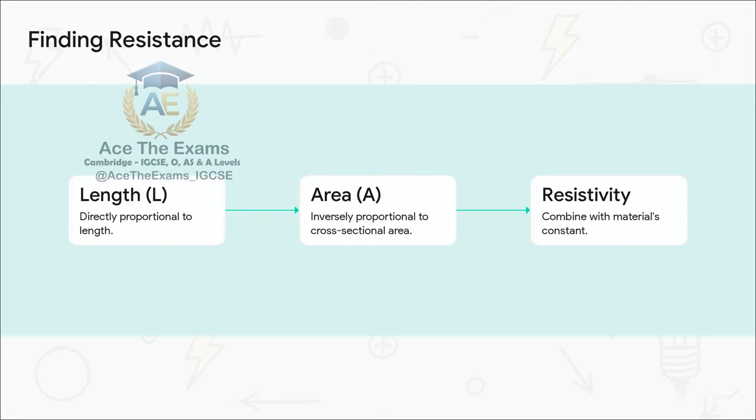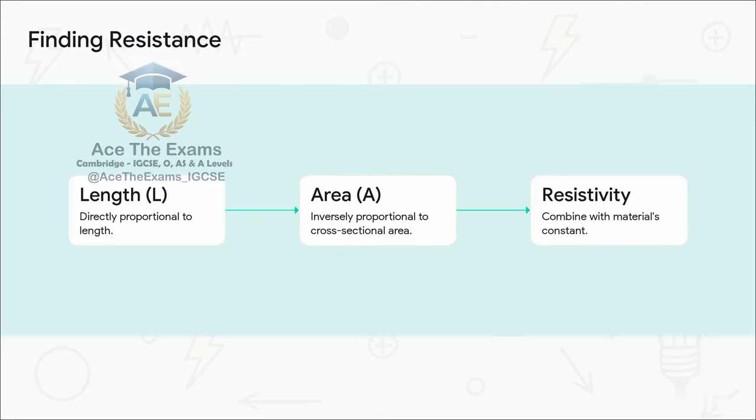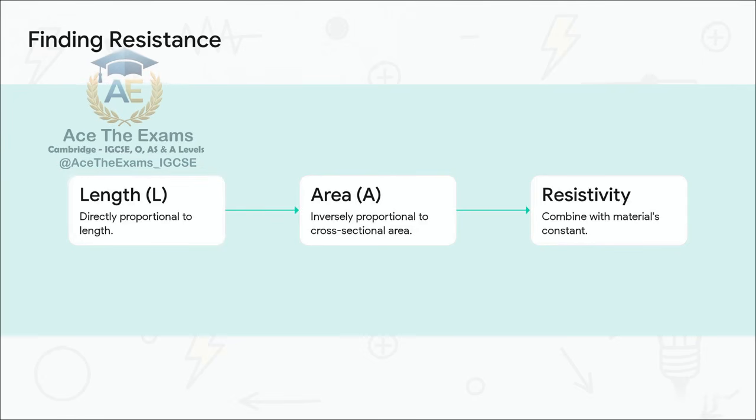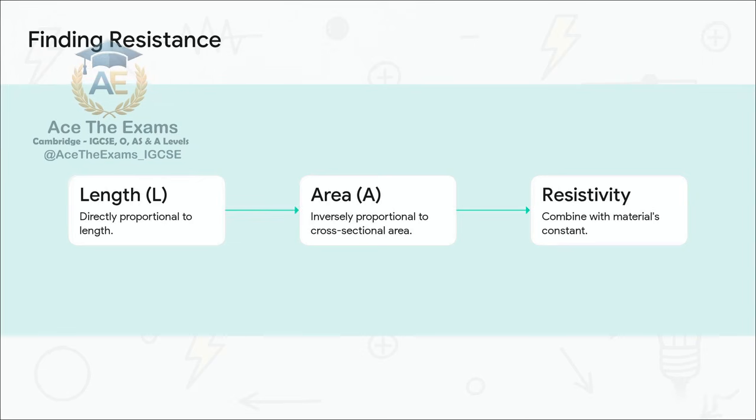Let's build the formula. Step 1. Resistance is directly proportional to length, represented by L. Think about it. A longer wire means a longer journey, which means more vibrating lattice ions for the electrons to collide with. Longer wire, higher resistance.